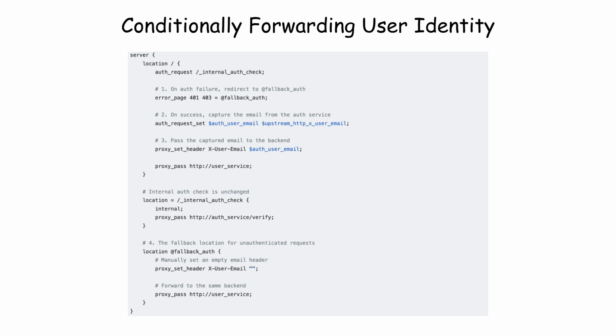Crucially, in both paths, the request is ultimately passed to the same user_service. The result is that the user_service always receives the request. It can then simply check if the X-User-Email header is present and not empty to determine if the user is logged in and who they are, allowing it to serve the appropriate content.